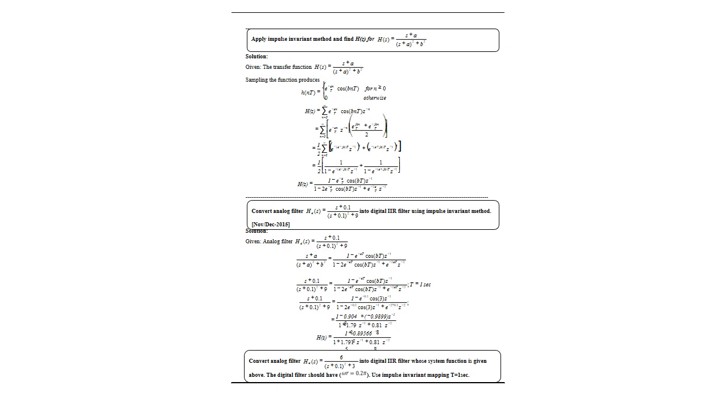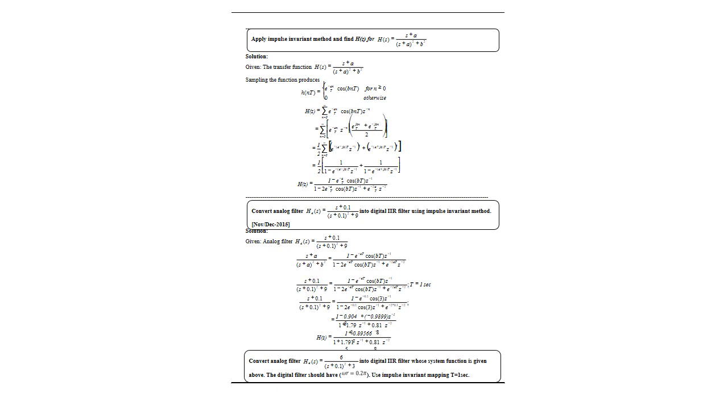So we will get the output as H(z) = (1 - e^(-aT) cos(bT) z^(-1)) / (1 - 2e^(-aT) cos(bT) z^(-1) + e^(-2aT) z^(-2)).